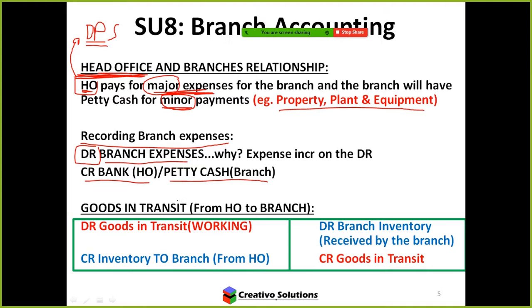Something else to consider, NB: goods in transit. What happens if you have the branch here, there's A, and then you have the head office here? Your head office is in Gauteng, GP. And then you've got a branch in KZN, Natal, maybe N. I'm just using GP as the number plate. And then Western Cape, I think, is WC.